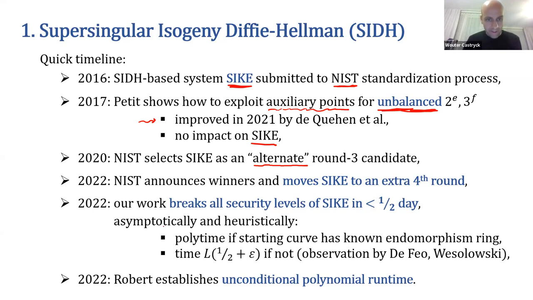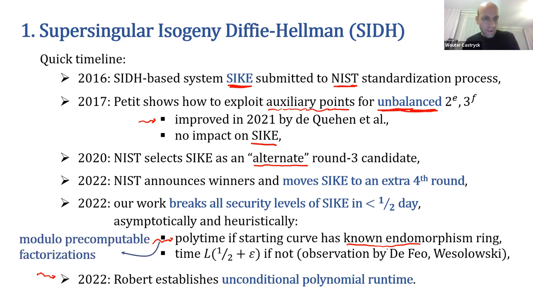So it's quite devastating. And basically, theoretically, the attack or a version of this attack is polynomial time if the starting curve has known endomorphism ring. I will talk a bit about that later. And if it doesn't have a known endomorphism ring, you can still play the same game, but then the running time is sub-exponential. Actually, we didn't see this immediately, but De Feo and Wesolowski pointed this out to us. And then everything was basically concluded. All hope was gone with a paper by Robert, who establishes polynomial runtime unconditionally, so even in the case of an unknown endomorphism ring. But I will talk about other related works later on.